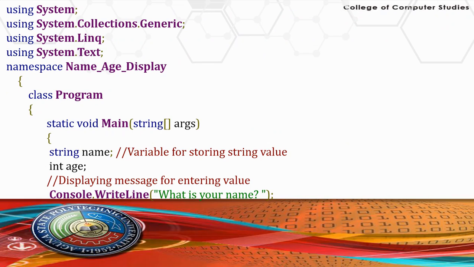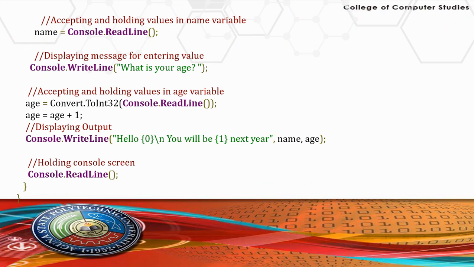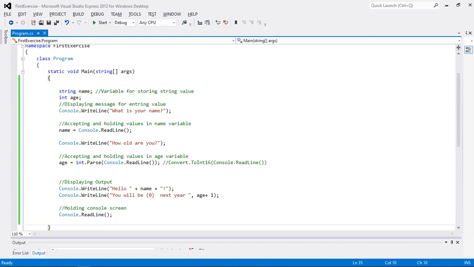Okay, so this is the code of the program again. Here I used Convert.ToInt32. And then I increment age. I have here age equals age plus 1. Okay, so you can do it this way or this way.